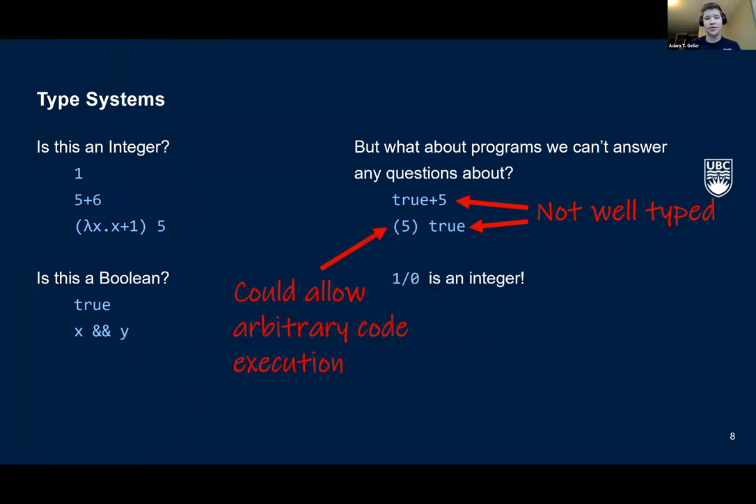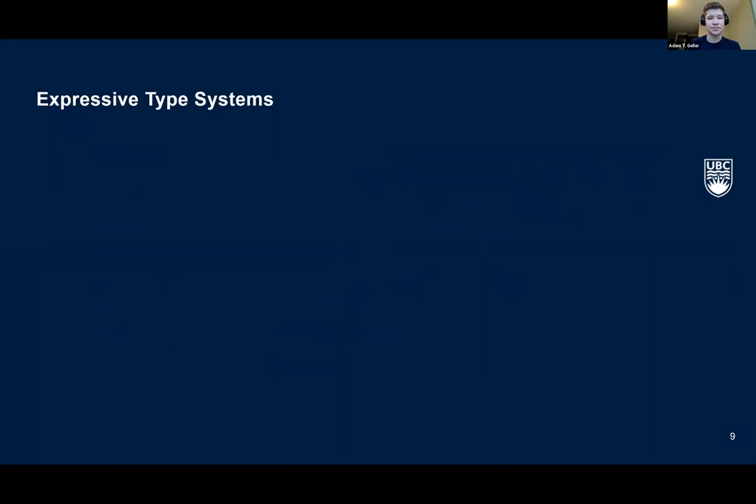But what about something like 1 divided by 0? Most type systems would say that 1 divided by 0 is an integer, including the WebAssembly type system. And the reason for this is that the type system is not expressive enough to differentiate between 0 and other values. So it's just looking syntactically and saying 0 is an integer, 1 is an integer, so their division should be an integer. A more expressive type system is able to answer more fine-grained questions.